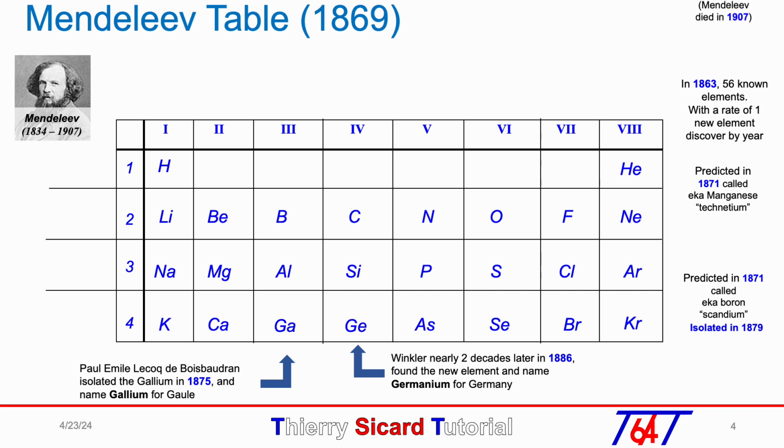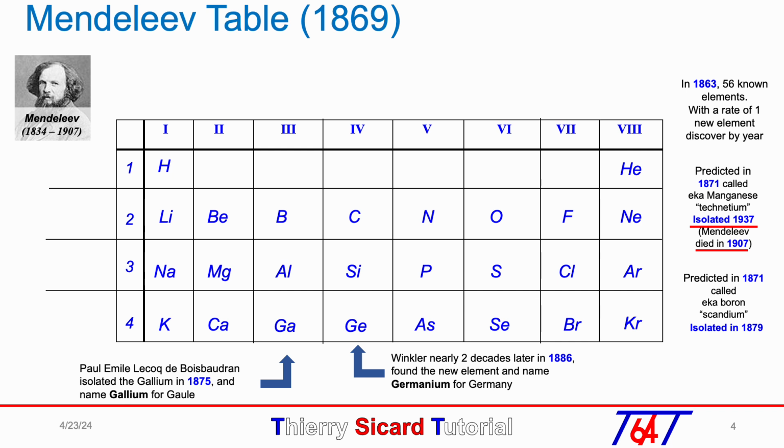The technetium was isolated in 1937, which means 30 years after the death of Mendeleev. But at least of the 4 elements predicted by Mendeleev, 3 of them were discovered during his lifetime, showing that his hypothesis to leave some empty cases was the right one.